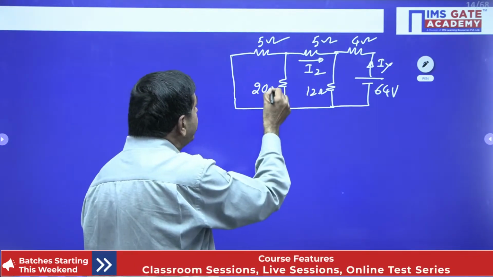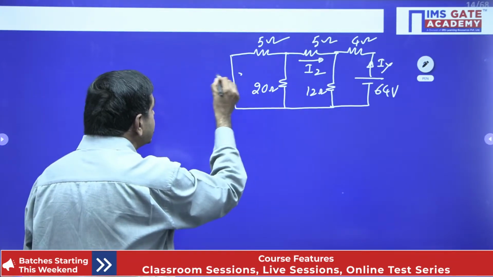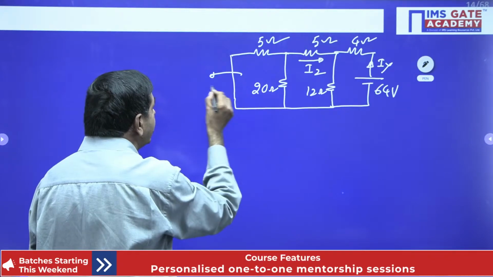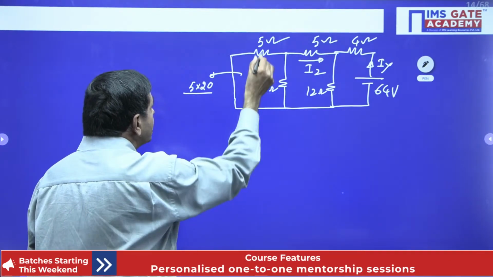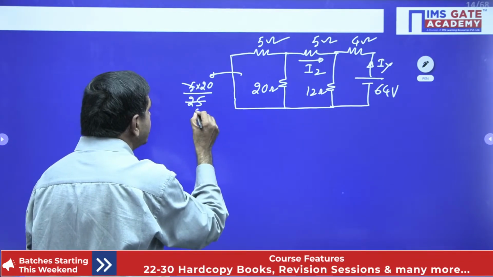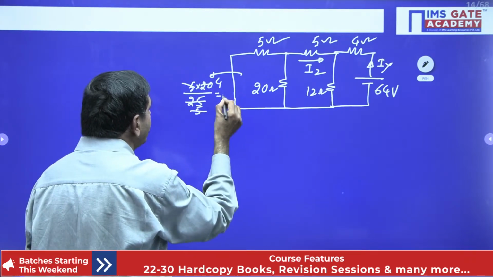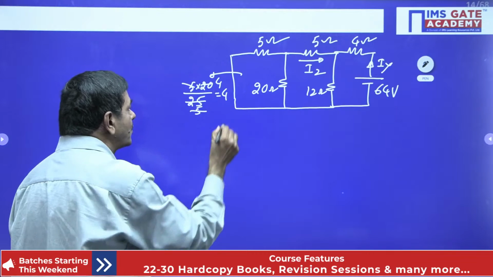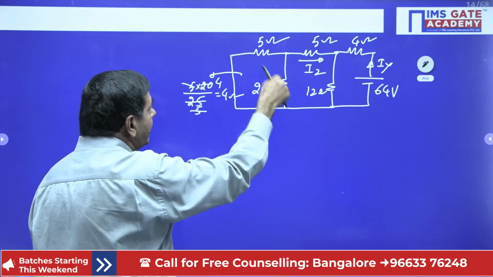These 5 and 20 are in parallel. I can write like this now. This resistance I simplified. 5 and 20 are in parallel, 5 into 20 by 5 plus 20, 25, I can get now. 5 fives, 5 fours. Finally, we are getting 4 ohms only. So, by simplifying this, I got a 4 ohm only now.